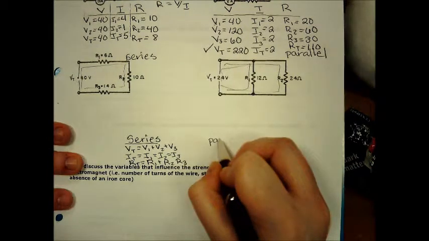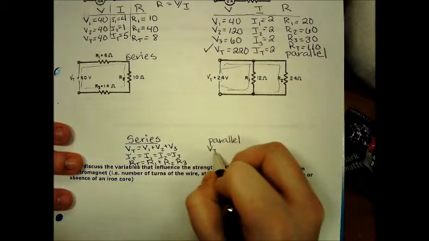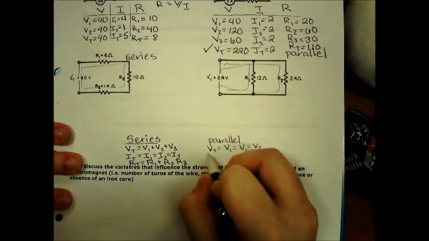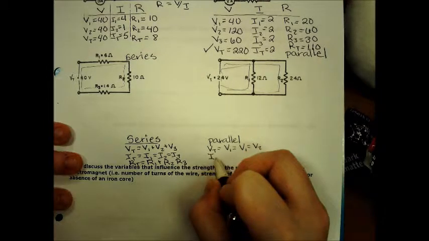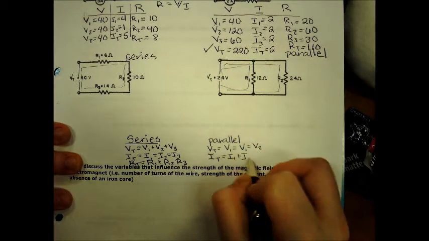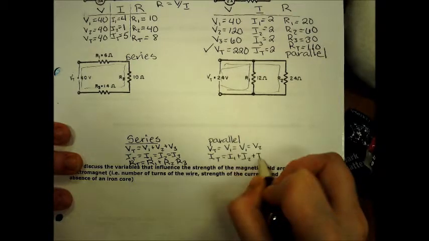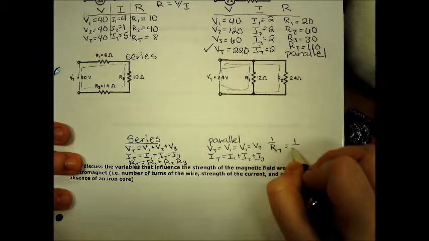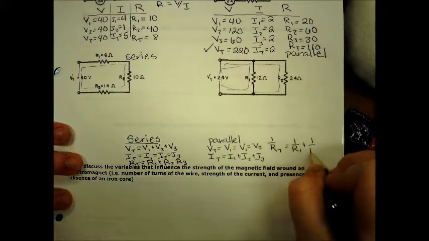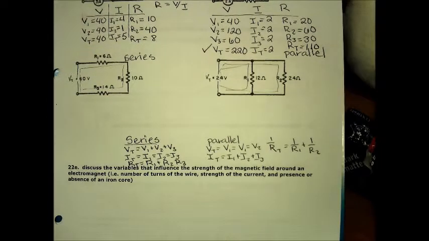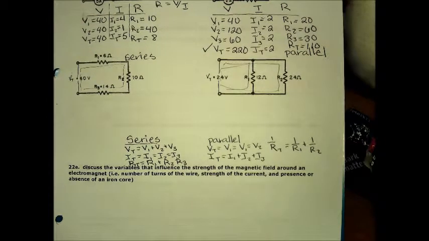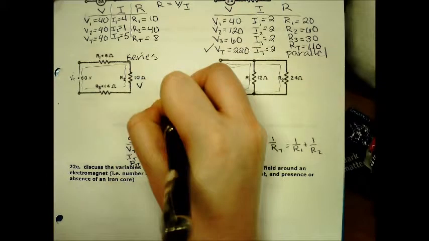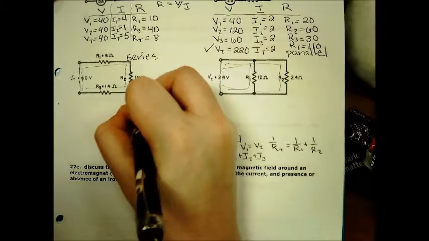For parallel, voltage stays the same, current adds up, and resistance has this funny formula where you have to use reciprocals and stuff. But again, these are given to you on the formula sheet. You don't even have to remember them for yourself. V, I, R.